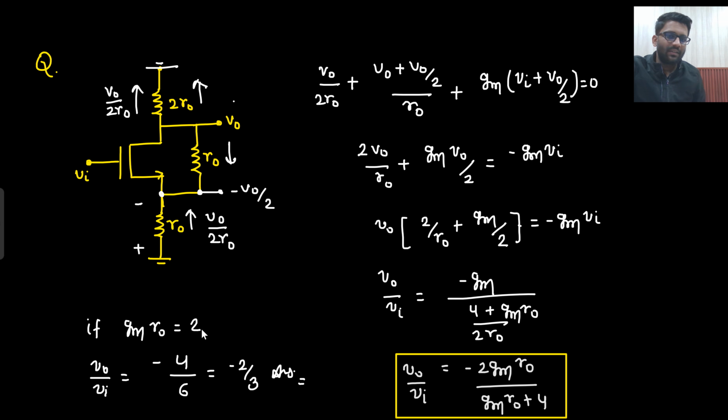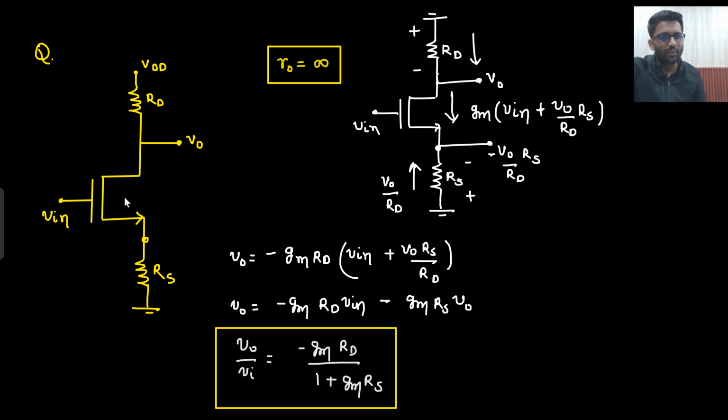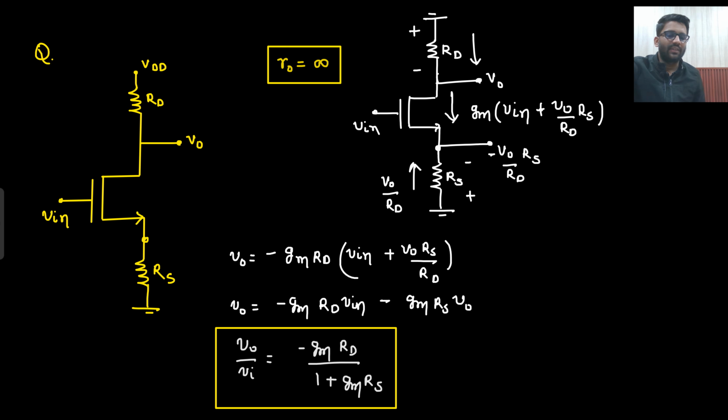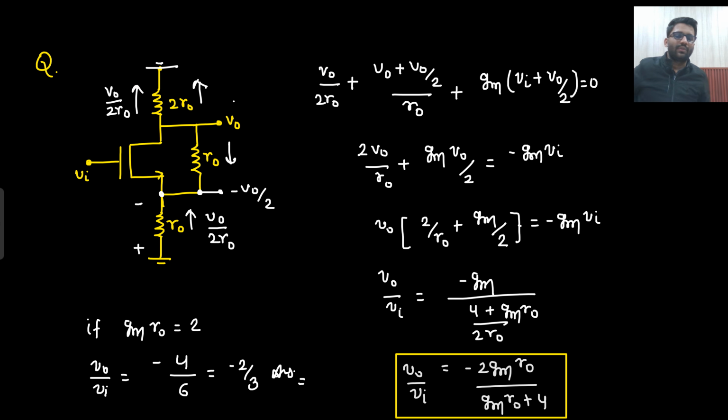What was this thing? Input at gate and output at drain. At source there is nothing. So this is common source. Right? Input at gate, output at drain. At source there is nothing. So this is known as common source. What was this? This was also a common source. Input, output, common source. And here Rx and all these things we are finding. So yeah.